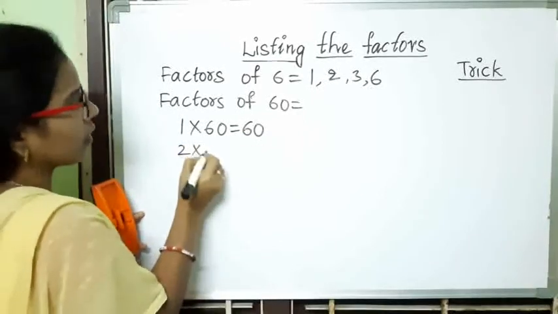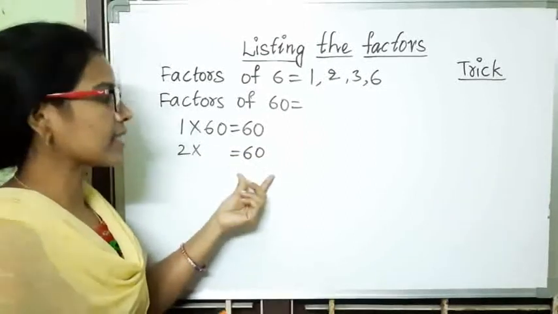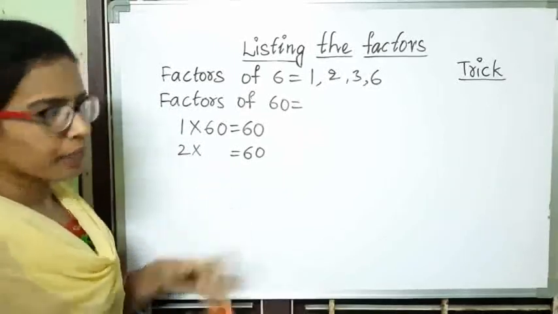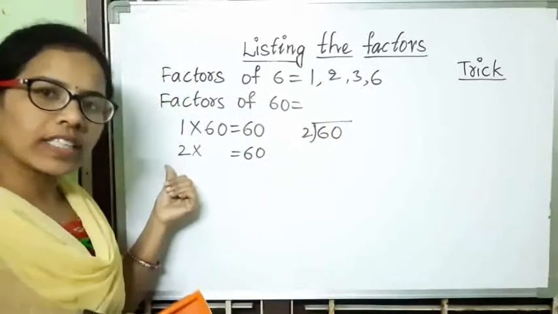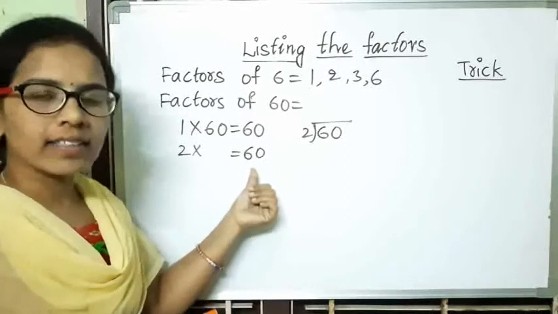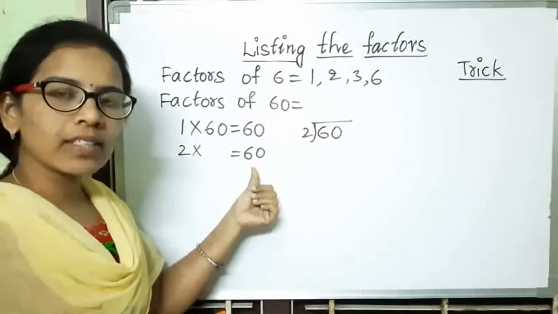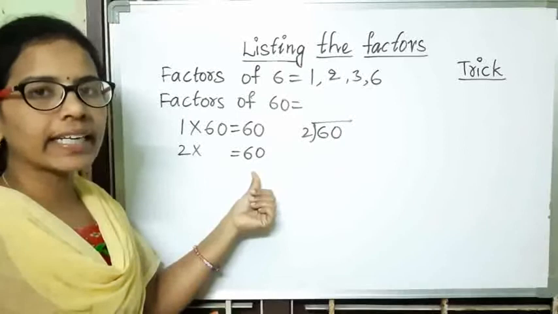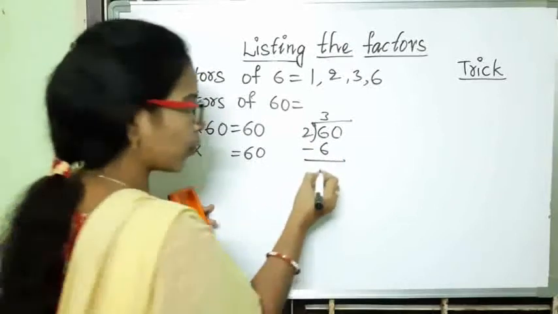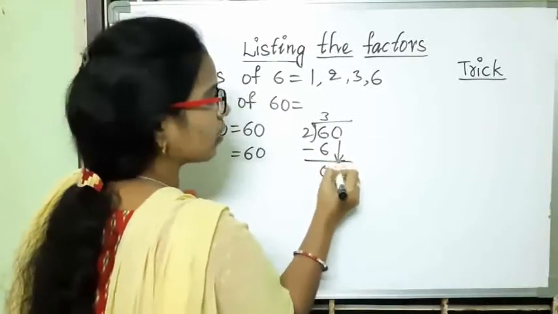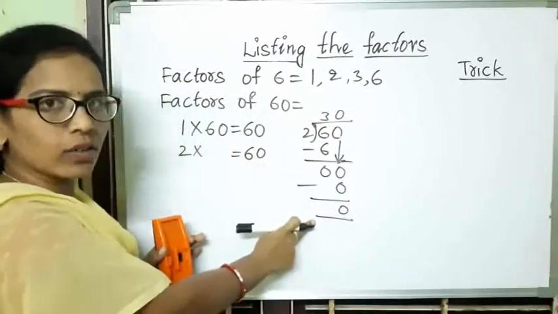Let's take 2. 2 times how much equals 60? To know this number, we divide 60 by 2. Or else, 2 is an even number and 60 is also an even number. 2 divides every even number. That means 2 divides 60 completely. Completely means, see here, 2 3s are 6. 6 minus 6 is 0 and bring down 0. 2 zeros are 0. 0 minus 0 is 0. Here we got 0 remainder.